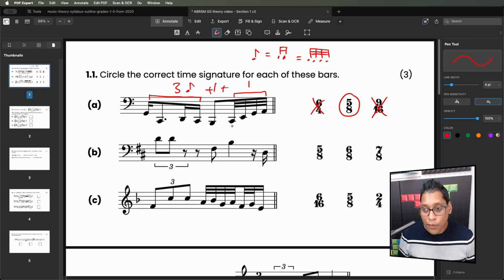3 plus 1 plus 1 equals 5. So it looks like 5/8 is our answer here. Let's go on to the next one.